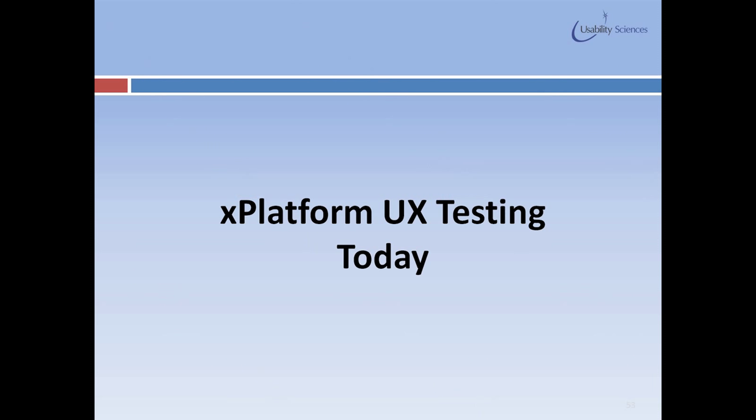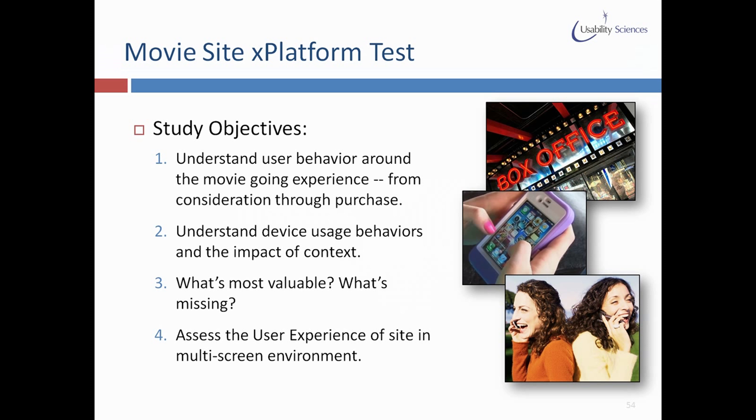Alright, so now let's take a look at an example of a study that we've done here at Usability Sciences and get a little background there. So recently we did a study, and to protect the confidentiality of our client, we've taken all the names out of here and kept this very general. But we recently did a study on a movie website. This would be a site that allows you to do things like finding showtimes and purchasing tickets.